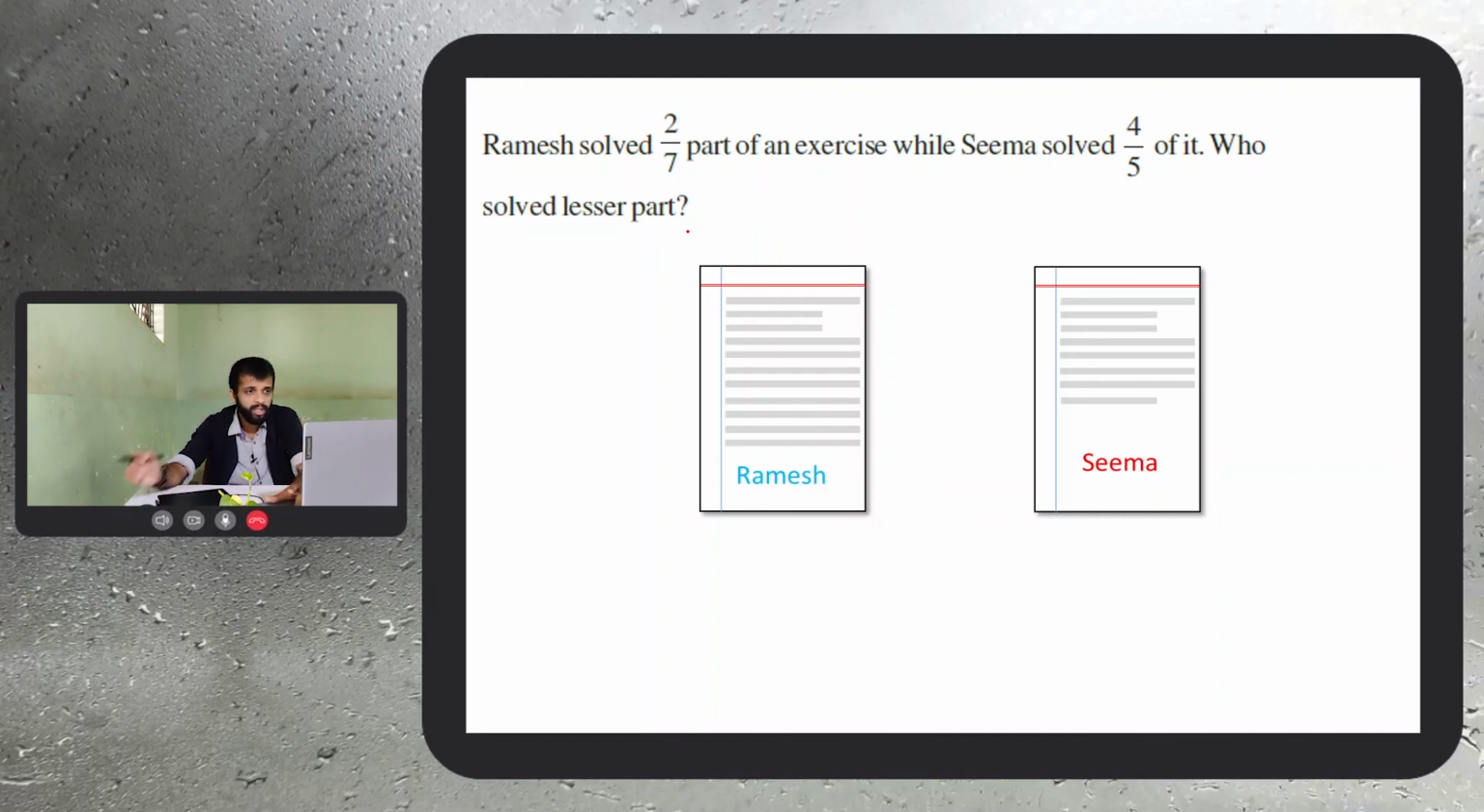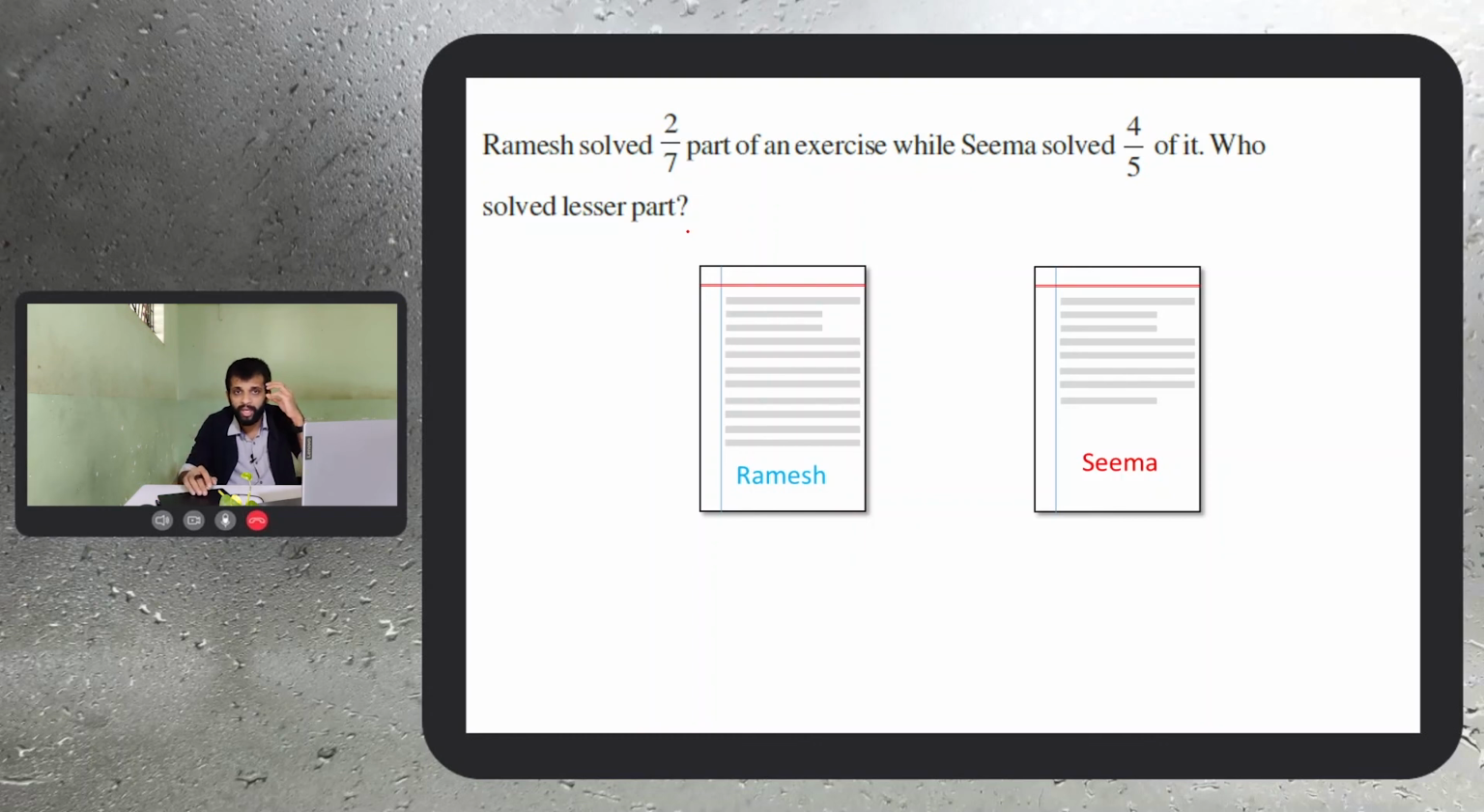Alright. Now, Ramesh solved 2 parts of the exercise. So for simplicity, I will consider that the entire paper is the entire exercise. To say that Ramesh has solved 2 parts, I have to divide that entire exercise into 7 equal parts, just like that pizza we were discussing initially. One whole pizza was divided in 6 pieces, out of which you had 1. So here the entire problem is divided into 7 equal parts, out of which Ramesh has solved 2.